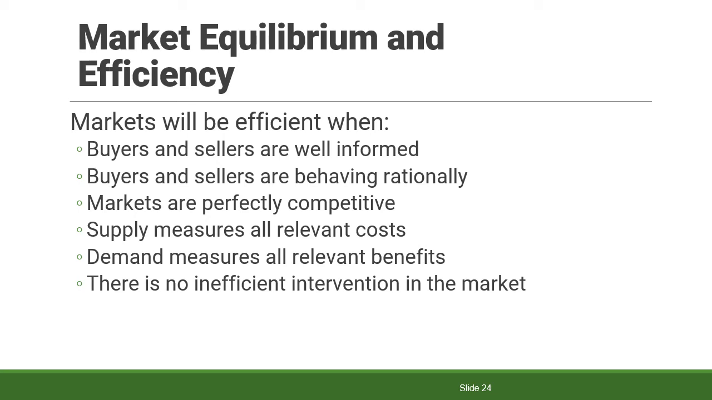That also means that supply measures all relevant costs, and demand measures all relevant benefits. Whatever you get out of a particular commodity, and whatever costs you paid in order to produce that commodity, are reflected in the price. This is where it gets difficult when we're looking at real production. There are also no inefficient interventions in the market, and this is an important point to consider.